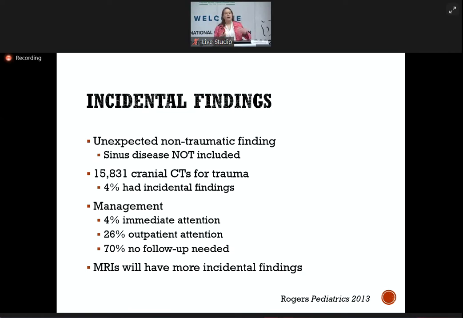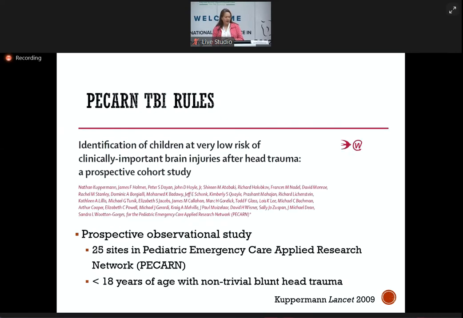Likely, if we do MRI, which is a more detailed architecture of the brain, we may have actually more incidental findings, and we'll have to be prepared for dealing with that. Okay, so if we don't want to do CTs on low-risk patients, how can we decide?